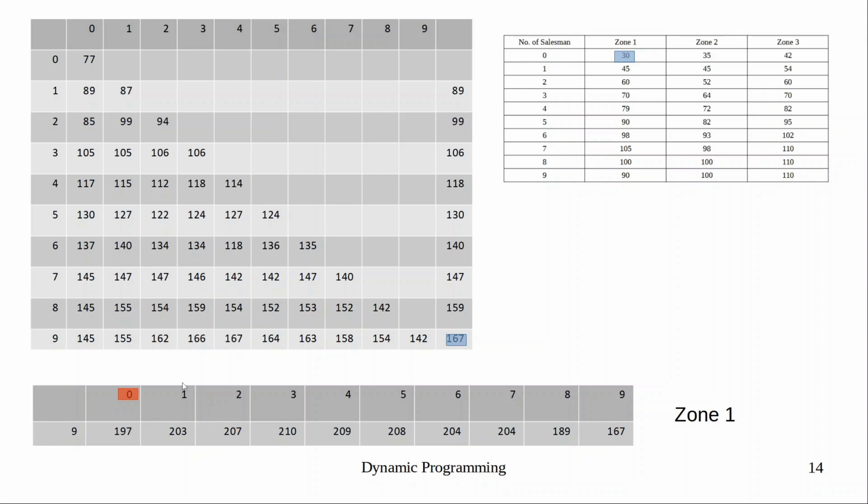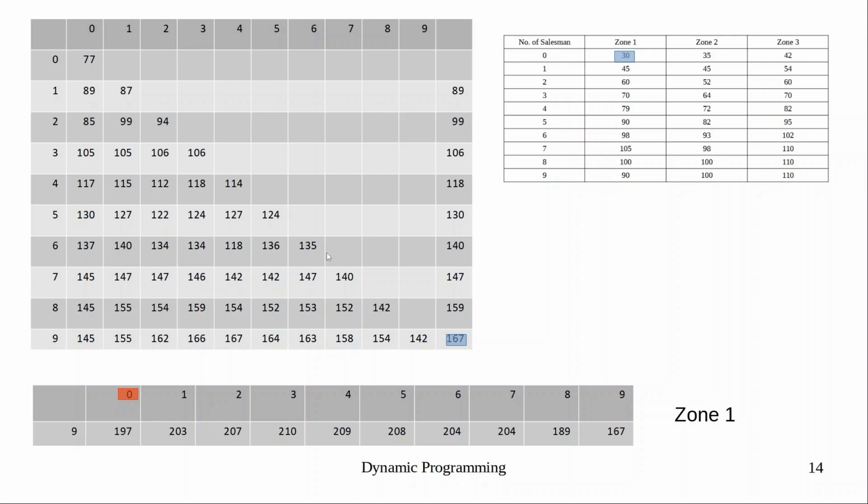Now from 9 teams, if we allocate 1 team to zone number 1, the figure is going to be 203. 2 teams, 207. 3 teams, 210. 4 teams, 209. So on and so forth till 9. Right. Now the highest number here is 210. So it means in zone number 1, you have to allocate 3 teams. Now 9 minus 3 makes it 6. So we come to 6 in zone number 2 table.